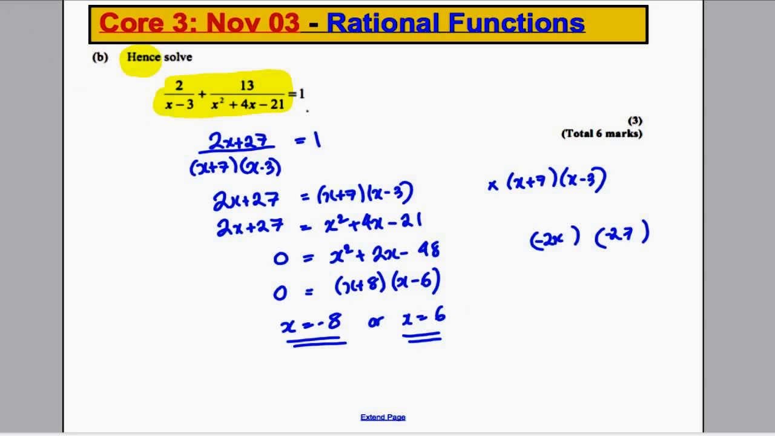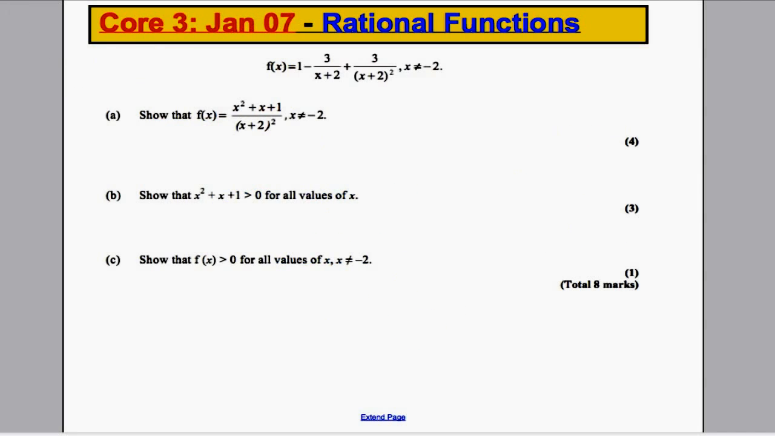Next question, pause, have a go. Okay, this question, you've got a function, a big complicated function, 1 subtract 3 over x plus 2 plus 3 over x plus 2 squared. x can't be negative 2, otherwise you'd be dividing by 0. Show that f of x is equal to this. Really what they're asking you to do is simplify this whole set of fractions, and then there are various other parts we'll get onto. It's an 8 marker.